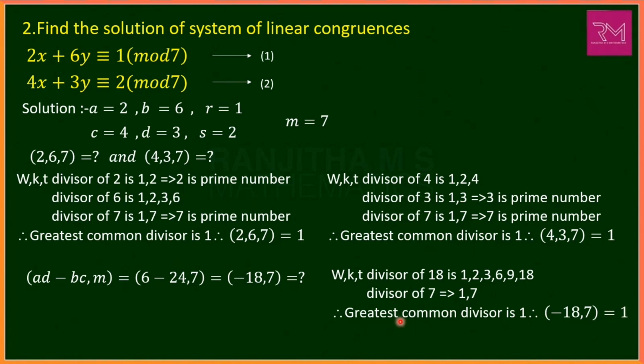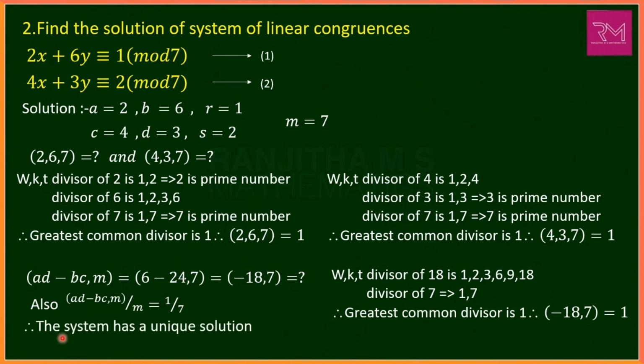1. So, once you obtain the GCD of AD minus BC, m as 1, we also have to verify that the GCD value divides the small letter m value. Obviously, the GCD of AD minus BC, m is 1, and 1 divides 7. Satisfied. Therefore, we can conclude that the given system has a unique solution. Once we've shown the system has a unique solution, we have to find the value of x and y.